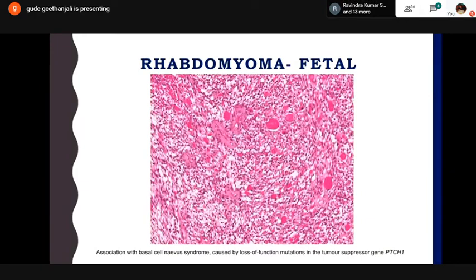So fetal rhabdomyomas can occur in association with basal cell nevus syndrome, where there is a loss of function mutation in the tumor suppressor gene PTCH, or PTCH1, which is involved in the Hedgehog pathway. Fetal rhabdomyomas are most common in the post-auricular region, and they are very rare lesions.